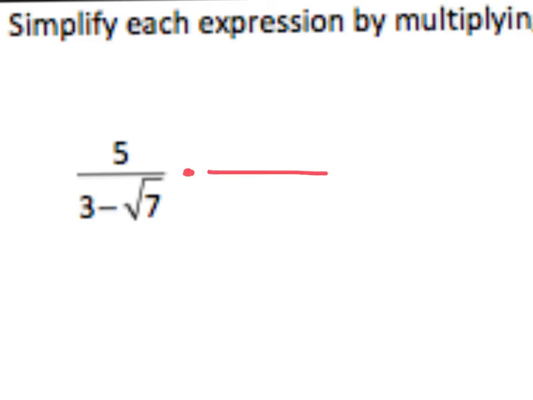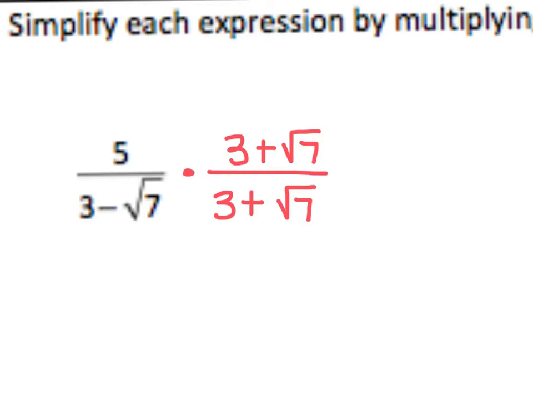So what we're going to do is multiply by what we call the conjugate in the denominator. If I multiply this one by just root 7, I'm still going to have a root in the bottom because I'll have to multiply by the 3 too. So I know that won't work. So I need to multiply by the conjugate. In the bottom I have 3 minus root 7. The conjugate is the opposite of that, 3 plus square root 7. And then I'll multiply top and bottom by that.